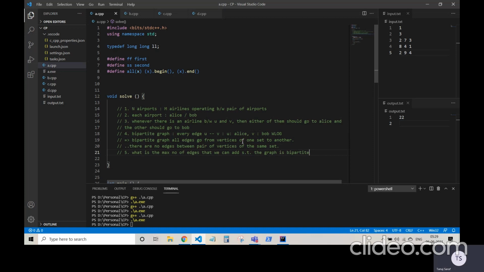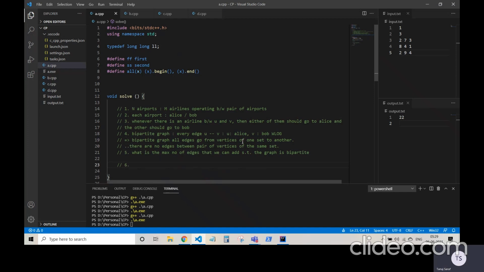The airports are the nodes of the graph, and the airlines operating between a pair of airports are the edges, right? Each node or airport belongs to either Alice or Bob, and Bob is adding m edges, and we want to find the maximum number of edges that we can add. Okay.